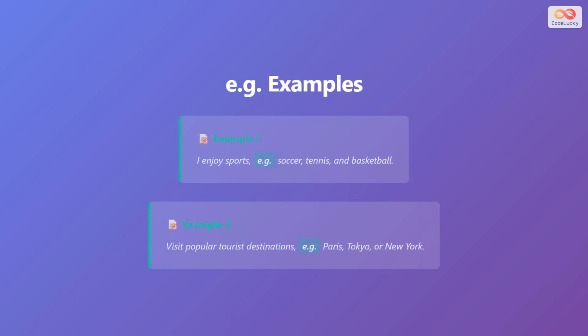Now let's see e.g. in action. First example: I enjoy sports, for example, soccer, tennis, and basketball. Here, e.g. introduces specific examples of sports. Second example: visit popular tourist destinations, for example, Paris, Tokyo, or New York. Again, e.g. provides particular examples to illustrate the general idea.